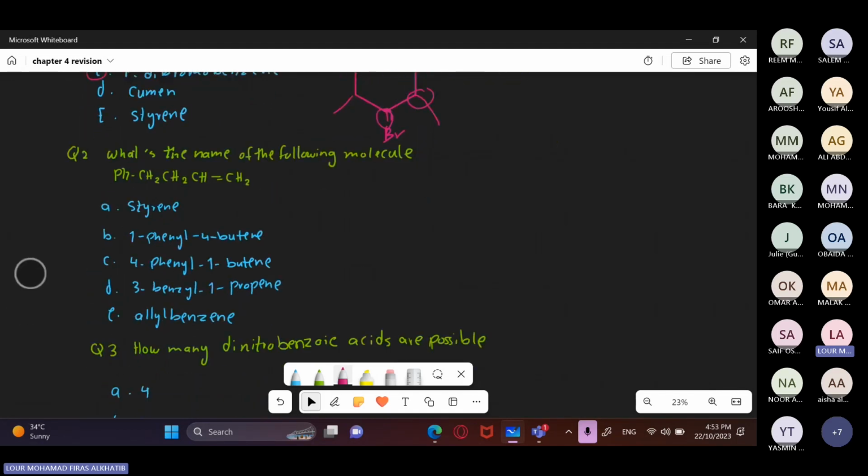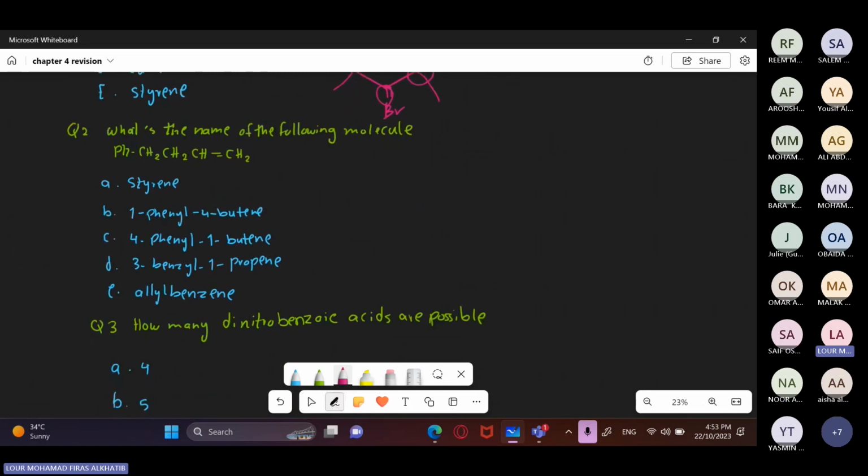Okay, now if we move on to the second one, what is the name of the following molecule? Yalla, guys. C. Exactly. Does anyone have any other thoughts, or maybe you don't know how to solve this? Is it B? Think about it. Yeah, it is C. It's C.